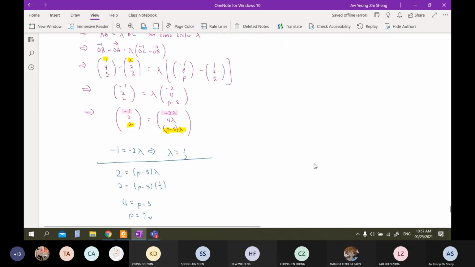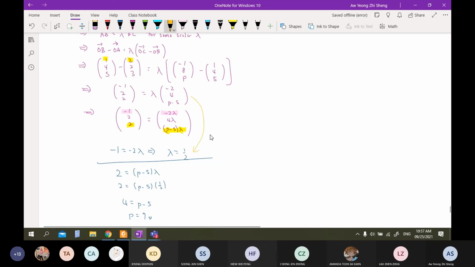Rania asked in chat, can I skip the step of multiplying lambda in the brackets? You mean you stop here and then you jump to here? I would say okay, can. Although I don't really encourage you to jump that way, if you insist on jumping, I'm fine with it.